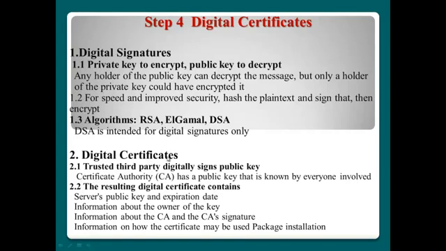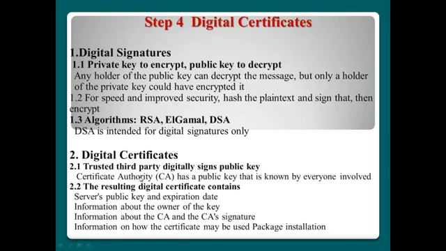And number 2, digital certificate. For the digital certificate, we can find a trusted third party. And this kind of trusted third party will sign our public key. For this purpose, normally we use a certificate authority. We call this one CA. And the CA has a public key, and this public key will be known by anyone involved.